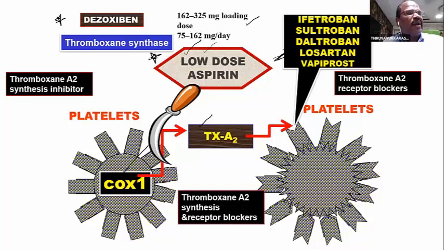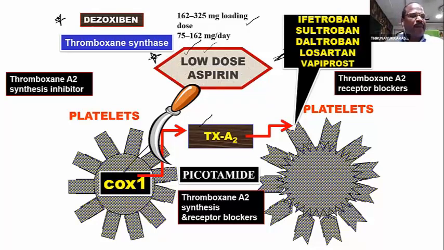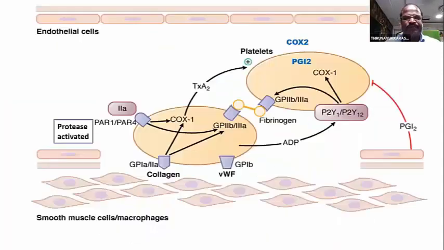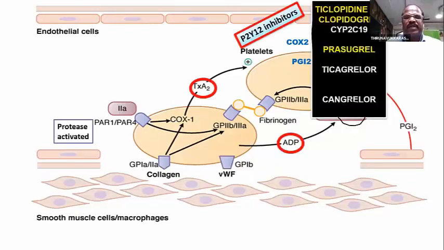One more newer drug we have is called picotamide, a thromboxane A2 synthase as well as thromboxane A2 receptor blocker. It is also useful for controlling platelet activity. Next interesting question. In case of ACS, we have one more special group of antiplatelets called P2Y12 blockers. For example, ticlopidine, clopidogrel, prasugrel, ticagrelor, and cangrelor. All these are P2Y12 blocking antiplatelets.